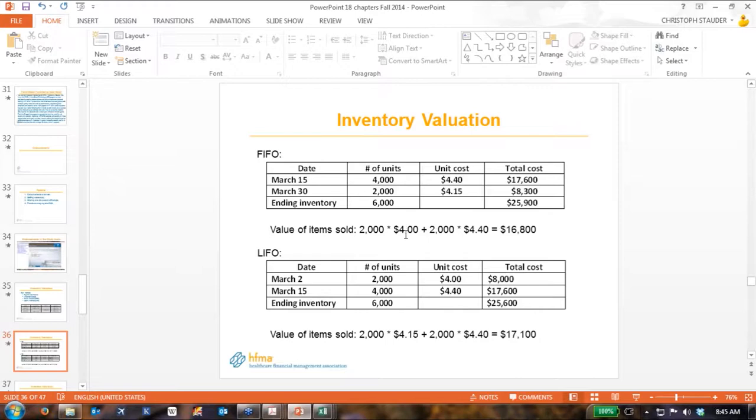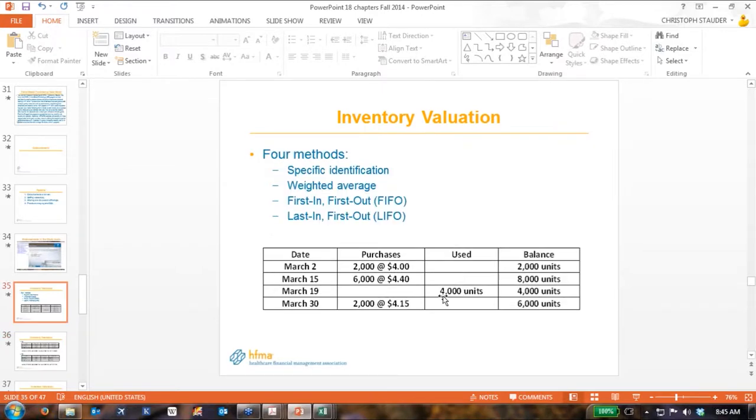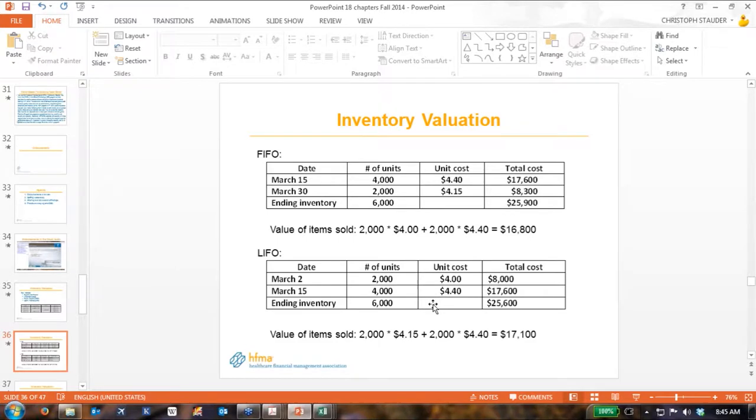But a total of 4,000 were used. You see that here. So we need to grab another 2,000. And we're going to grab those out of this tranche here that was bought on March the 15th at 4.40. So 2,000 at 4 plus 2,000 at 4.40, that's the value of the items used. And then the inventory gets stated at what then is left, namely 2,000 items that were bought at 4.15 and 2,000 items that were bought at 4.40.